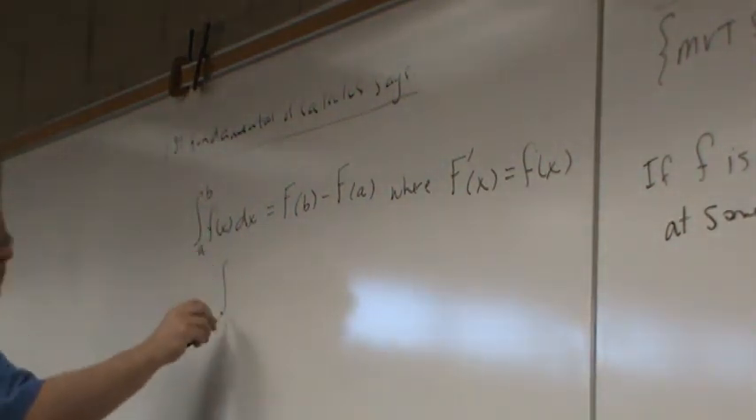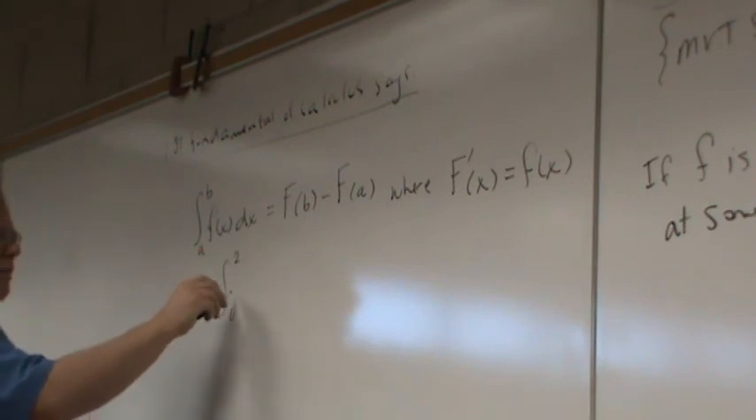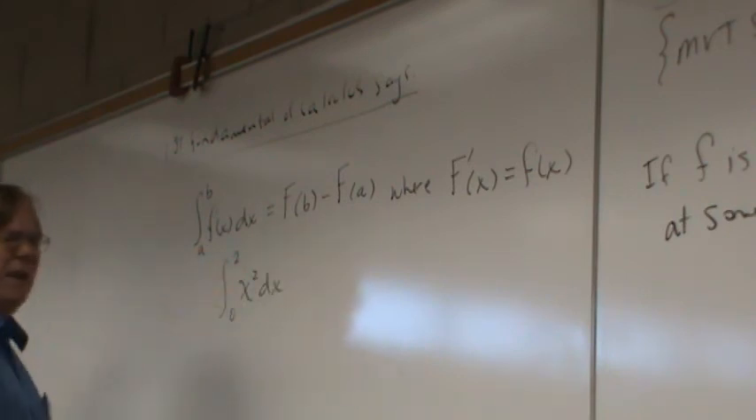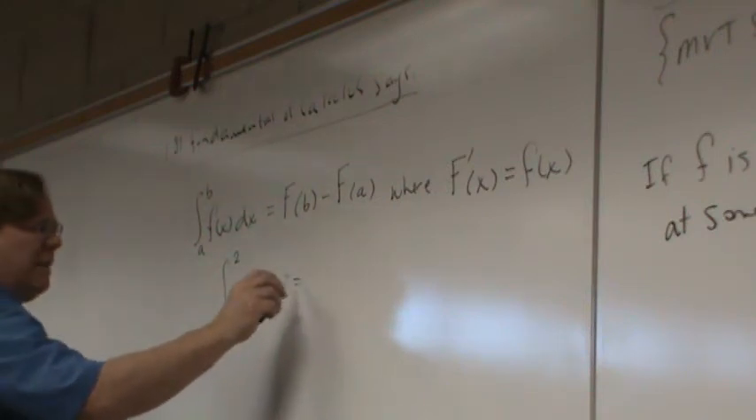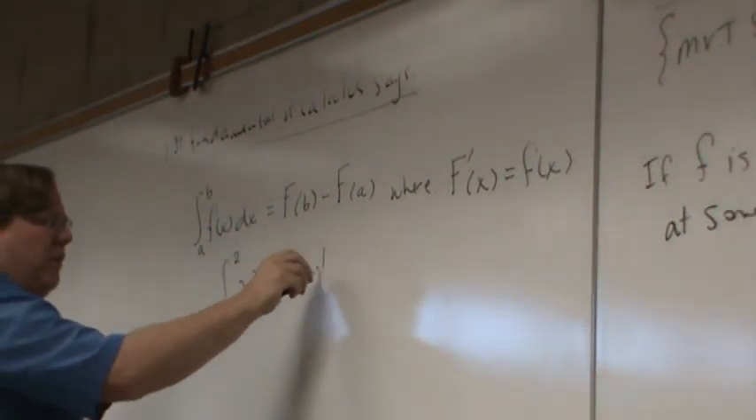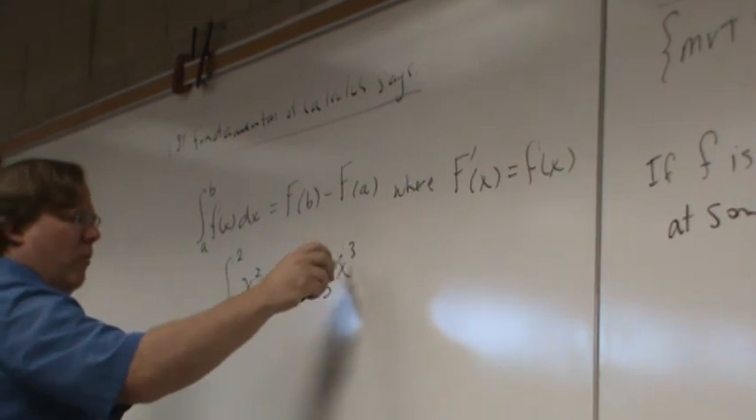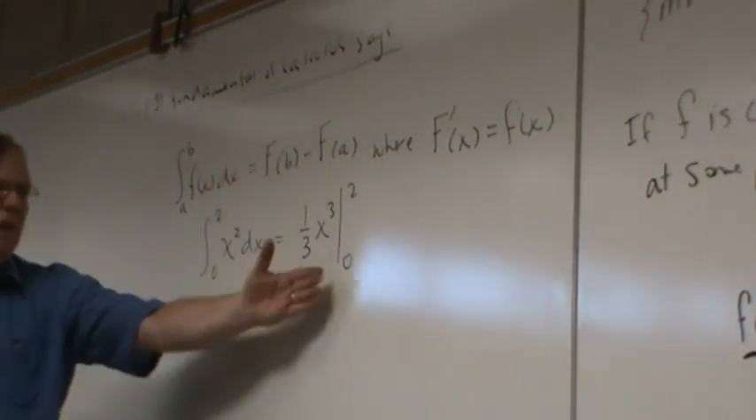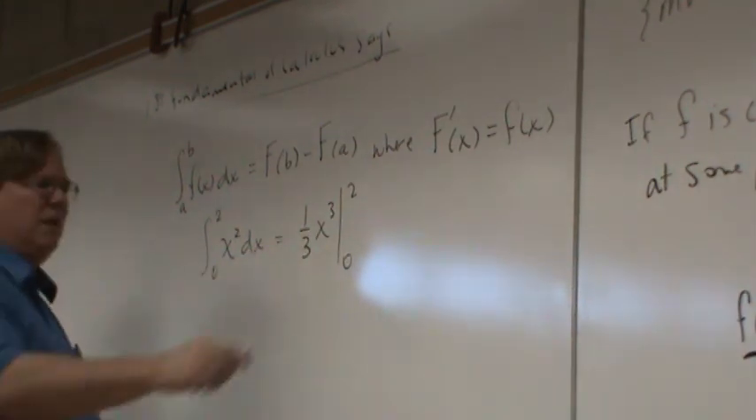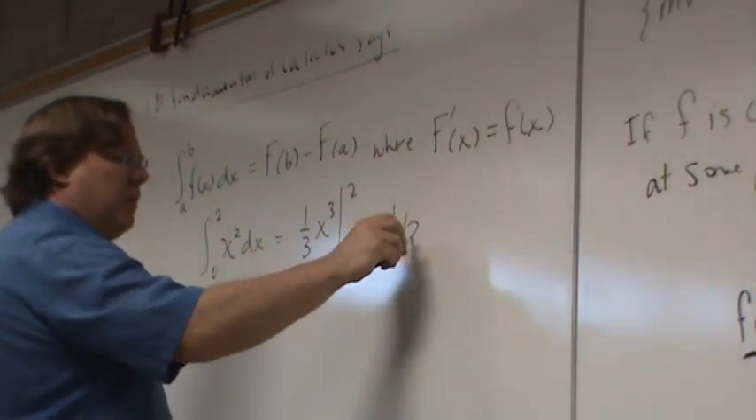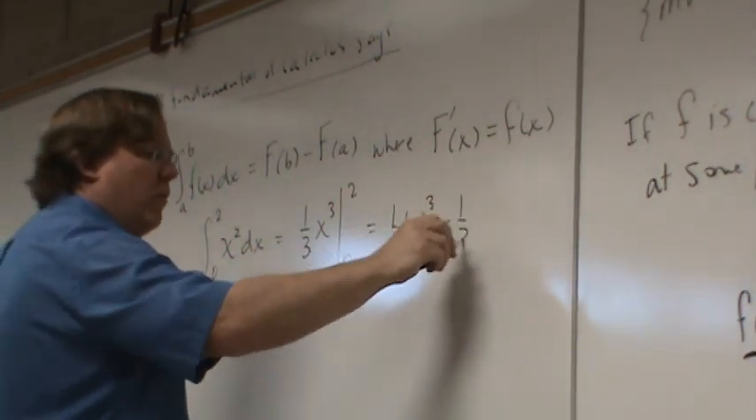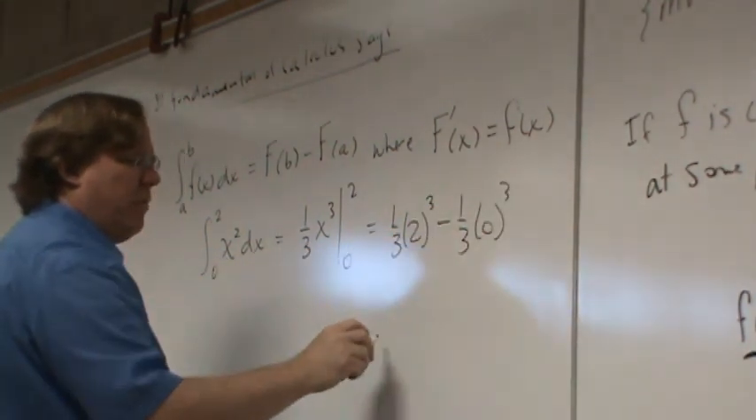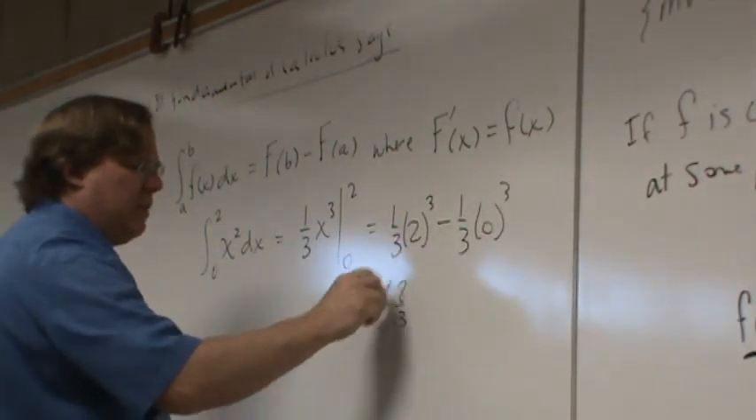So let me give you an example. Remember that integral we did from 0 to 2 of x squared dx, and you punched it on your calculator and got 8/3? What you're going to do on tonight's homework is you're going to take the antiderivative of x to the second power, which is 1/3 x to the third power, and you're going to evaluate it from 0 to 2. And then this is going to be 1/3 times 2 to the third power minus 1/3 times 0 to the third power, and you get your 8/3.